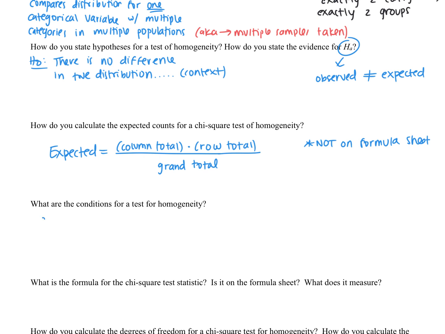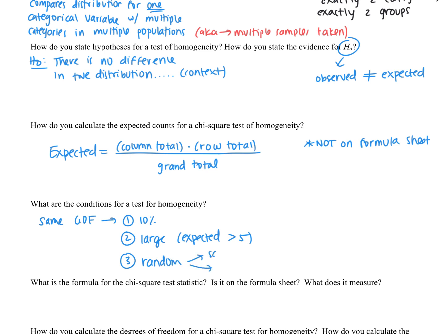Okay, the conditions, same as they were for goodness of fit. So 10% rule. Large, so all of those expected values have to be greater than 5. And then random. Again, though, that random is either going to be a random sample or a randomized experiment. So treatments.